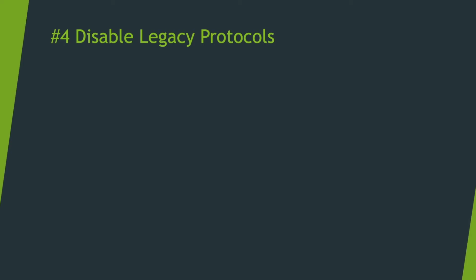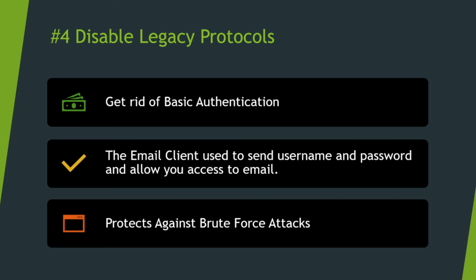Number 4, disable legacy protocols. We want to get rid of basic authentication. So what is basic authentication? Basically, when you sign in Outlook to Office 365, it takes you to Exchange Online and it lets you sign in and access your email. We want to disable that because it's very easy for any hacker who gets access to your credentials to sign in, brute force attack, and then get access to other endpoints within an organization.